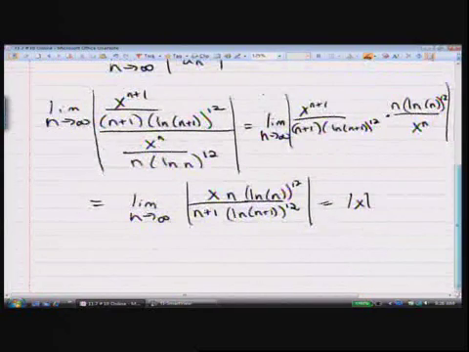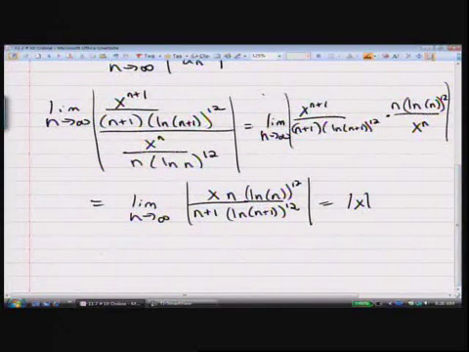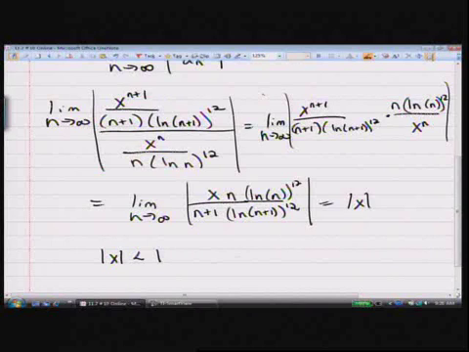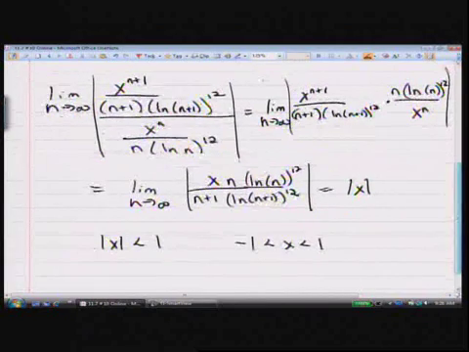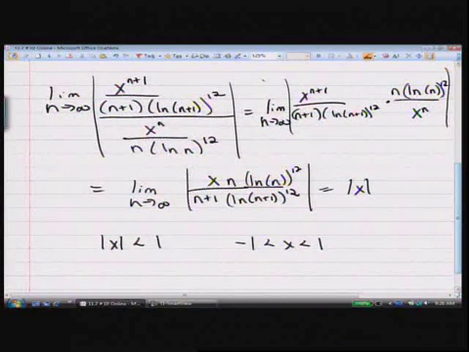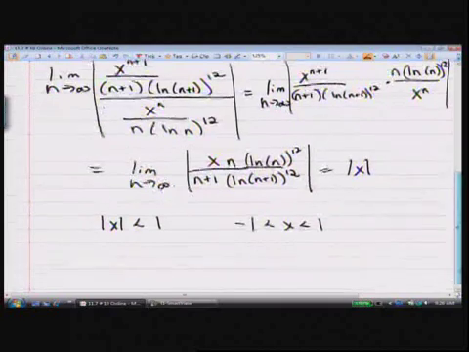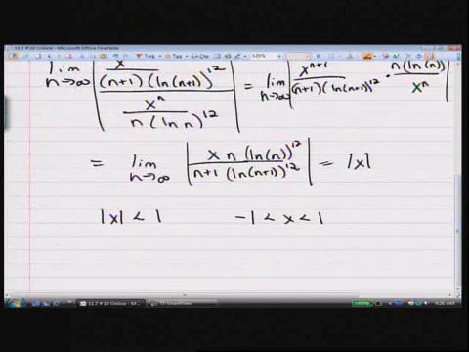Okay, and so this ratio then, this absolute value of x, has to be less than 1 to get your radius of convergence. So this is going to be -1 is less than x, which is less than 1. That's your interval of convergence, but you have to still test your endpoints to see what happens at each of the endpoints. So you'll put -1 in and 1 in to test the endpoints.